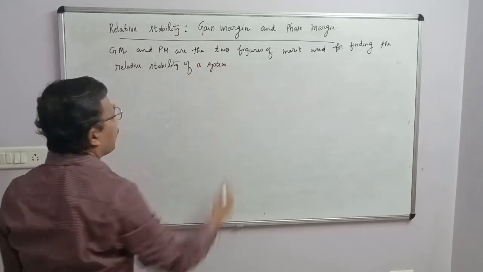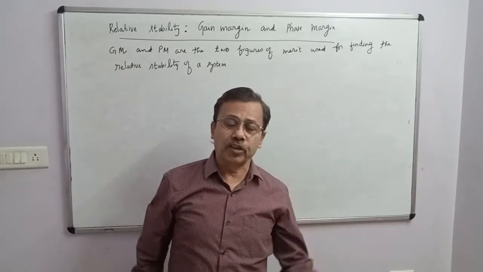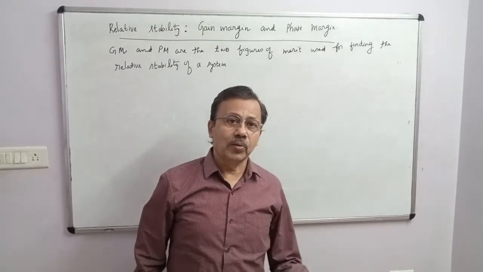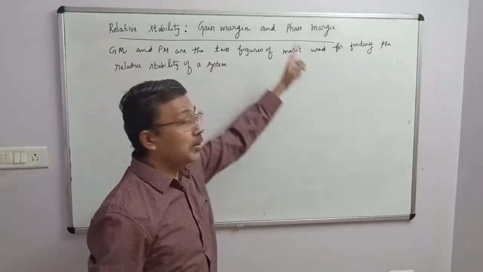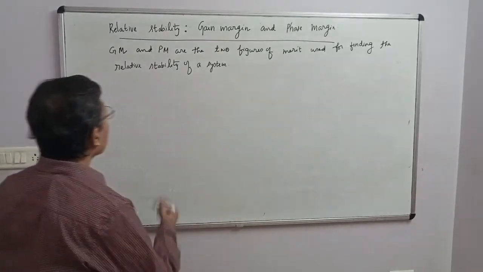What do you mean by relative stability? If you are given two systems that are stable, which is more stable, which is less stable, etc., if you want to find that, you have to find first GM and PM, and then you can talk about relative stability.